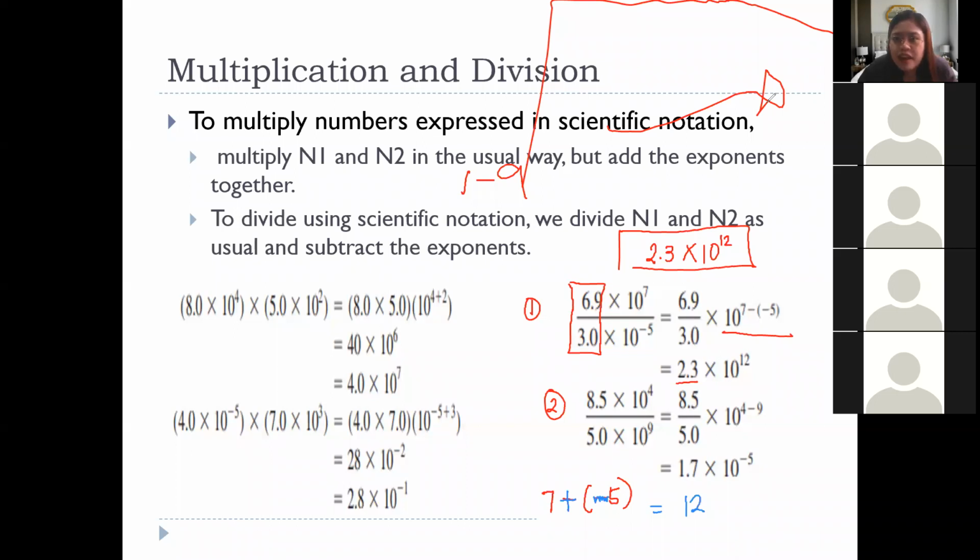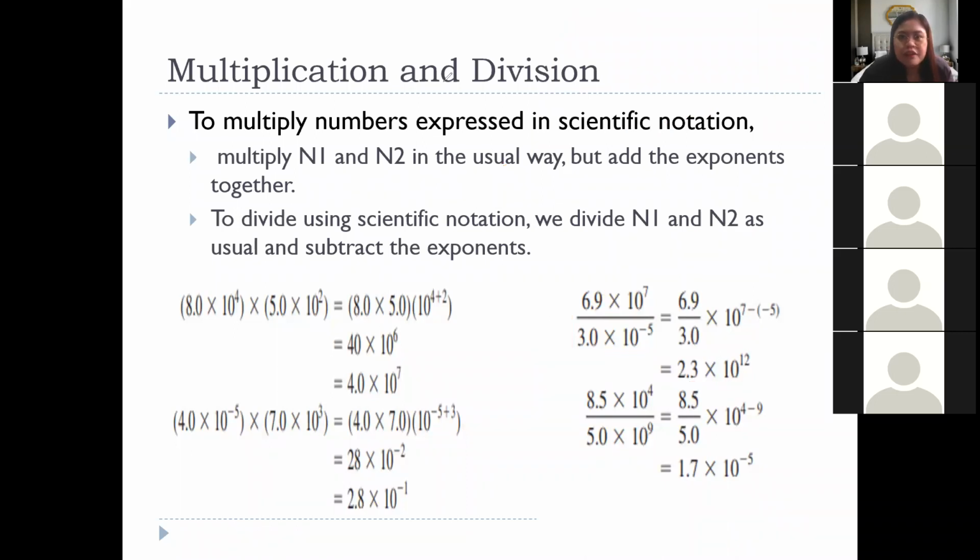Okay. So, let's have the second one. For the second example, we have 8.5 times 10 raised to the power of 4 divided by 5.0 times 10 raised to the power of 9. So, what we will do is divide them. So, 8.5, you can use your calculator or your simple ordinary calculator. 8.5 divided by 5.0 is 1.7. So, this is correct. Times 10.